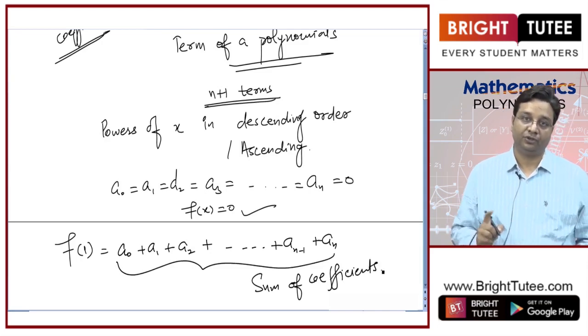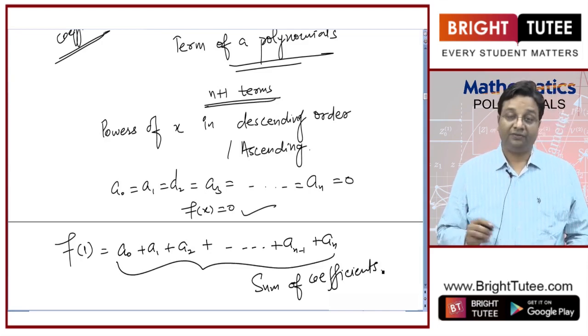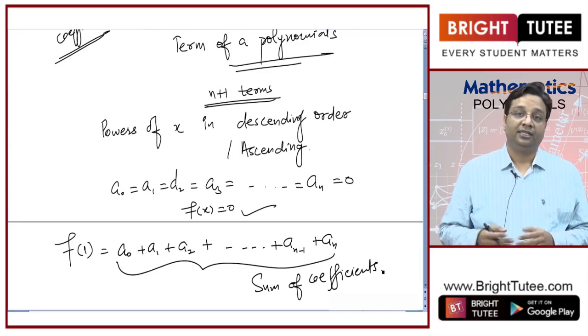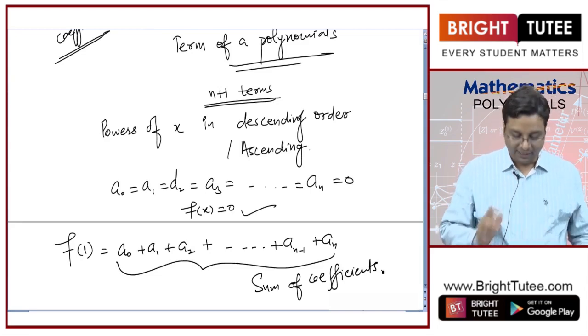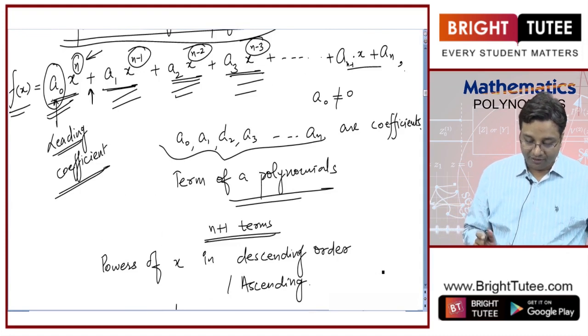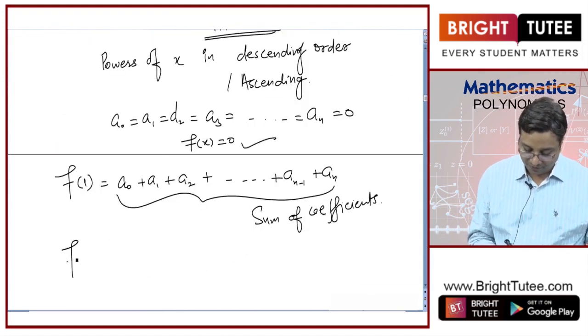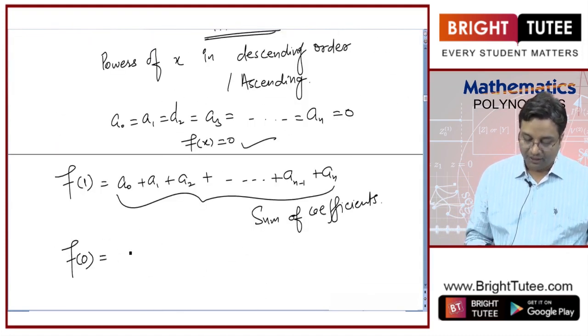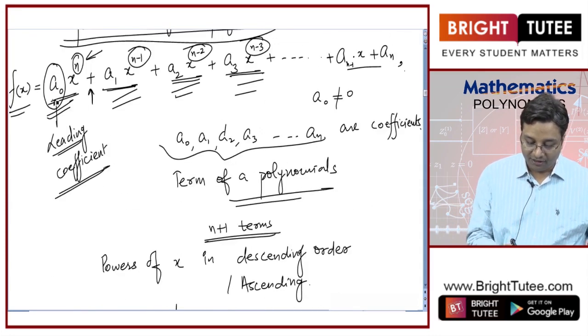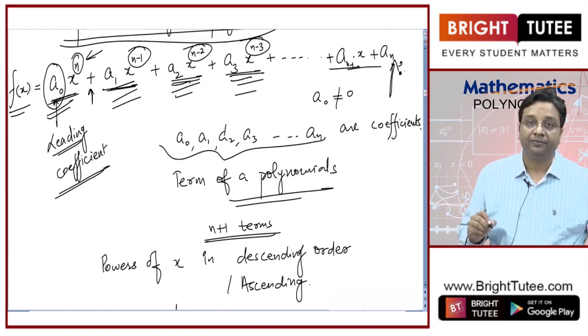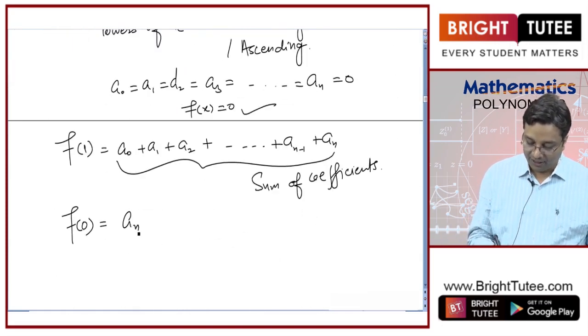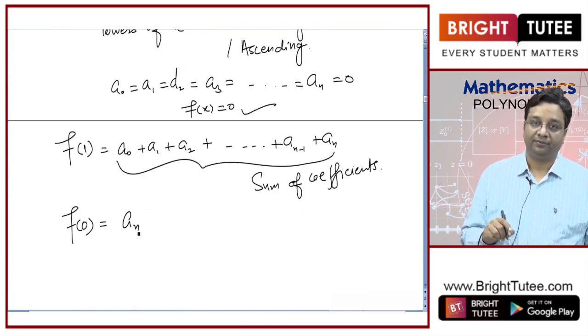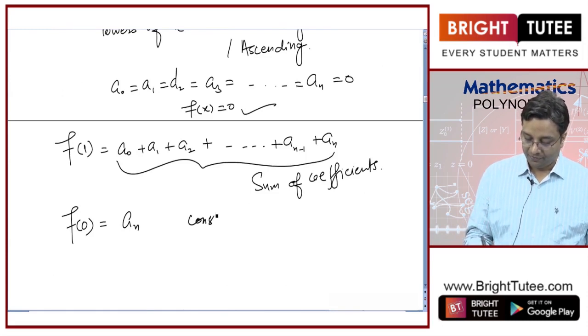This is the sum of coefficients, right? So if I place x equal to 1, it will give me the sum of coefficients. What will happen if I place x equal to 0? What will be f of 0? These terms will all become 0, except this term. I will be left with only the constant term.